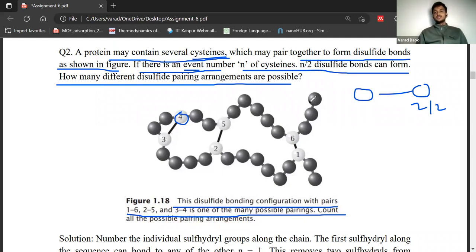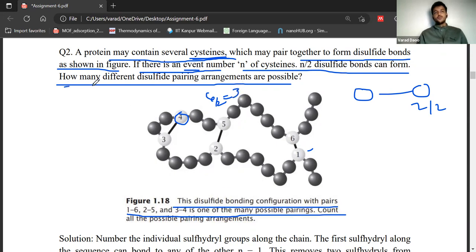So how many do we have? 6 sulfur, 6 cysteines we have. This is one cysteine, 2, 3, 4, 5, 6. And how many bonds are we able to form? 3 bonds, right? Which is nothing but 6 by 2, which is 3. So this is just for visualization.